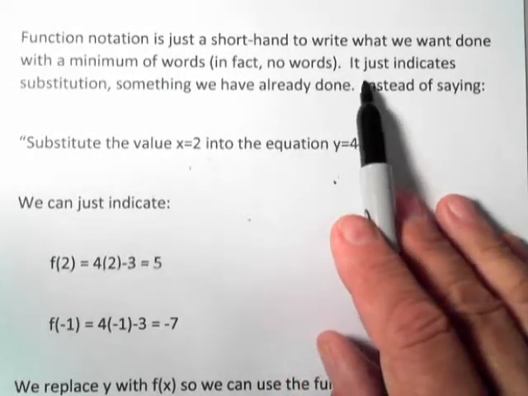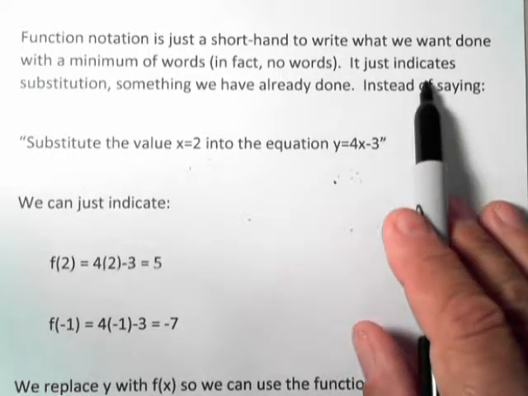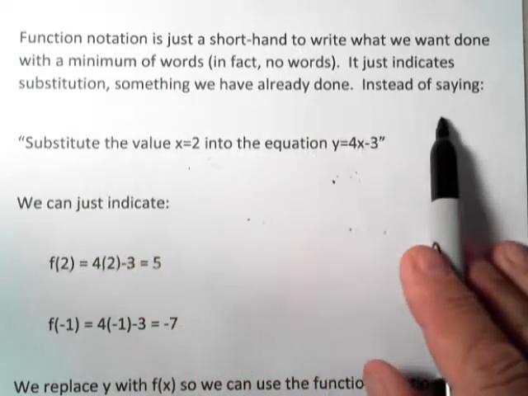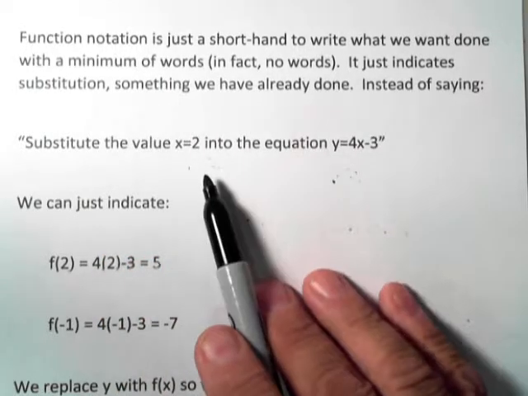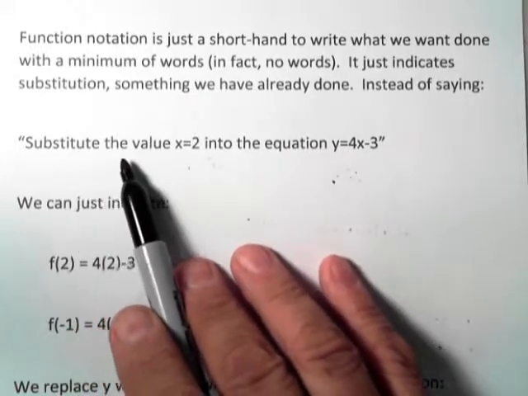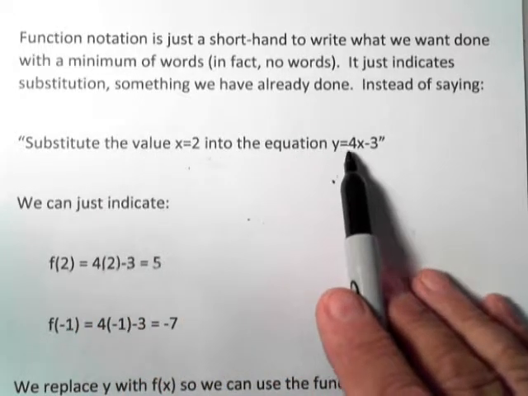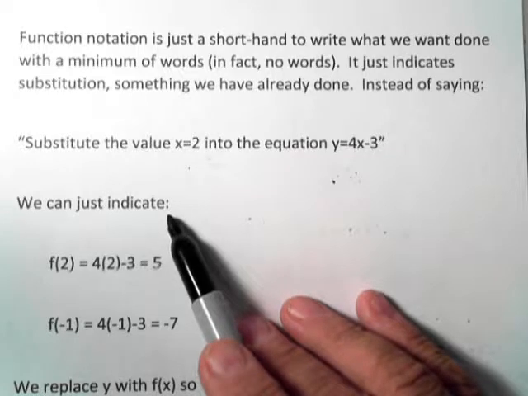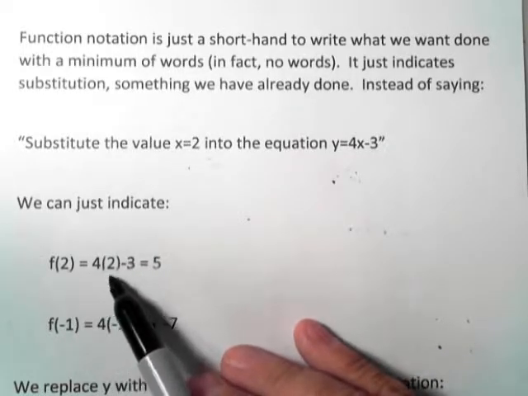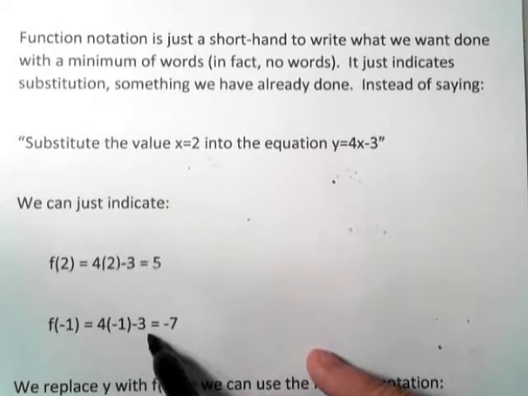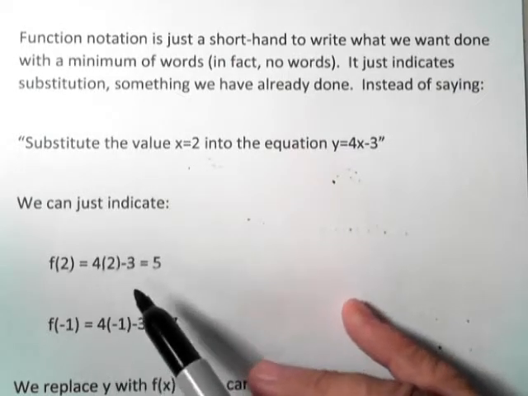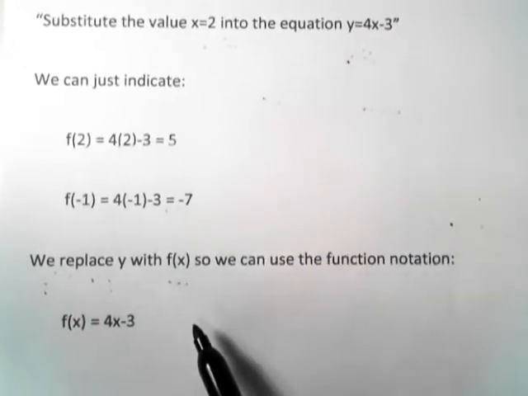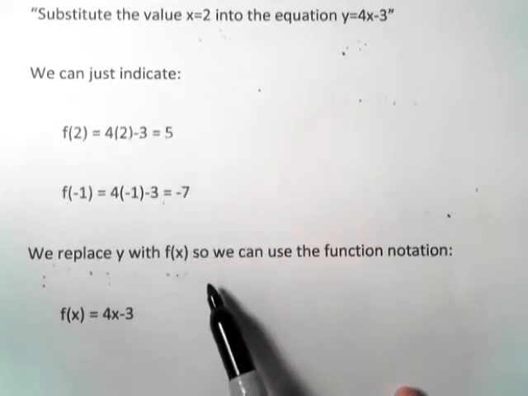Now, what this function notation indicates is something we've already done. It's really just substitution. So let's give you an example here. Instead of saying these words, substitute the value x equals 2 into the equation y equals 4x minus 3, we can just indicate the following. f of 2 equals this guy, f of negative 1 equals this guy. Well, how do we come up with these? Let's take a look at the lower end of this and then we'll come back and talk about these guys.